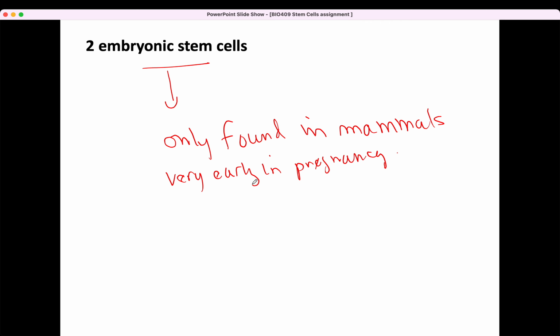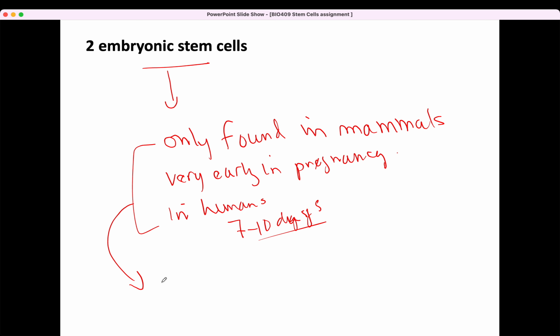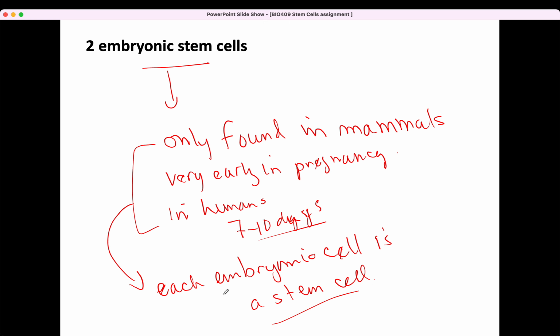In humans, only in the first 7 to 10 days of pregnancy can you find embryonic stem cells. They're very early. Each embryonic cell during this period is a stem cell. Okay? And they have unrestricted potential. They can make the entire organism.